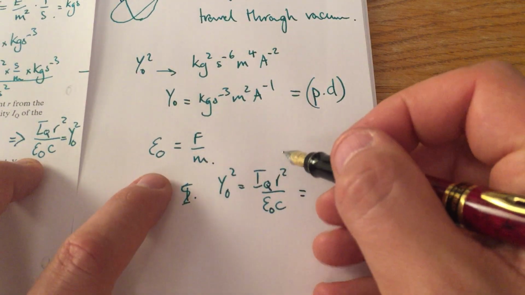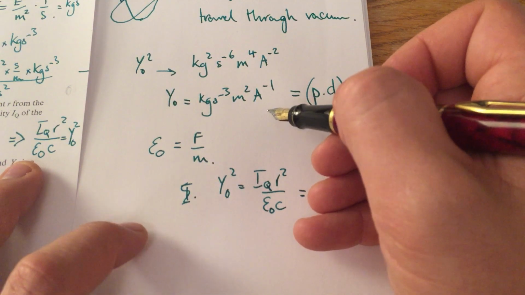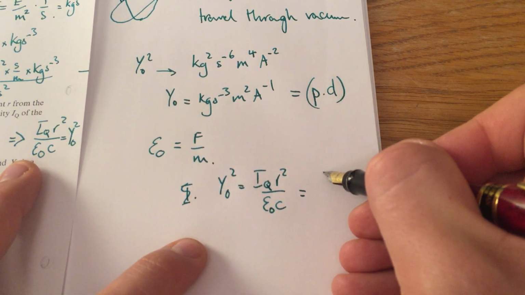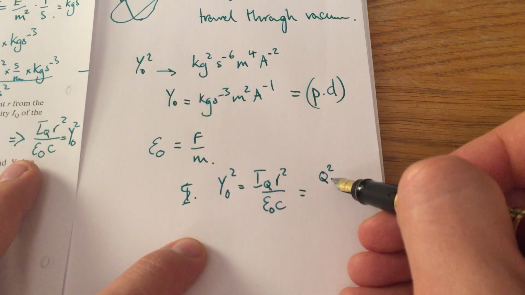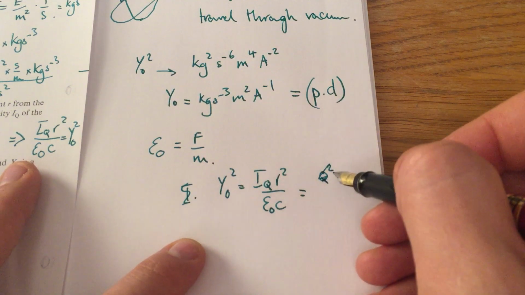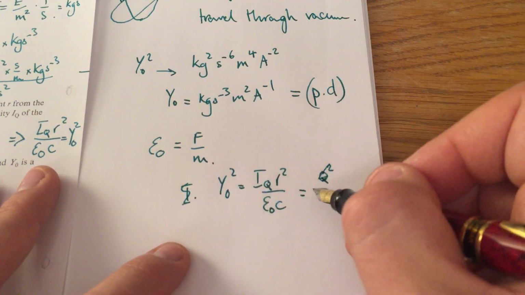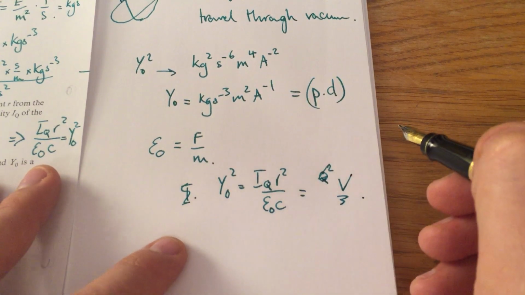And I naught is going to be equal to charge squared. Sorry, what are we talking about? I naught is just, yeah. If I had more time, we could work that through and it would come out as volts.